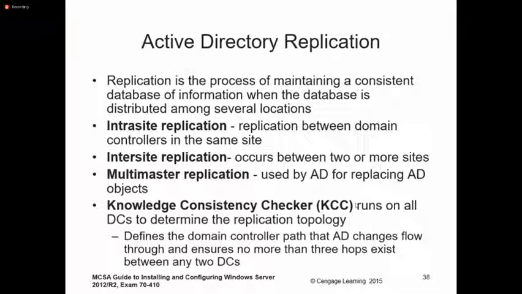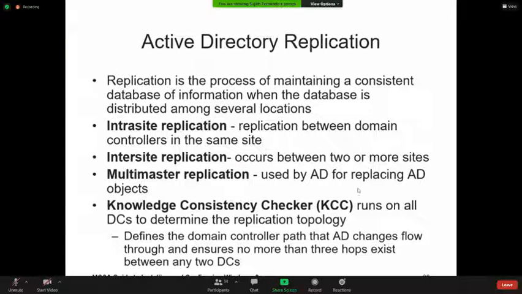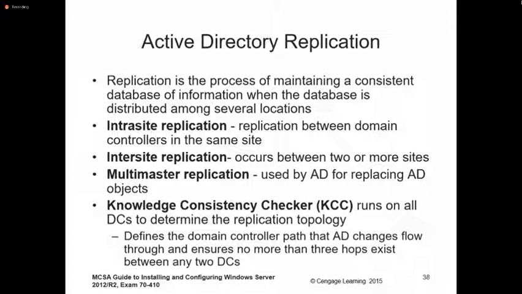It defines the domain controller path and the AD changes flow, and ensures no more than 3 hops exist between any two DCs. So this makes sure that replication happens in all of the domain controllers available in the domain. It does the proper calculation and analysis, and then allocates the replication process so that it happens properly without any issues, right?